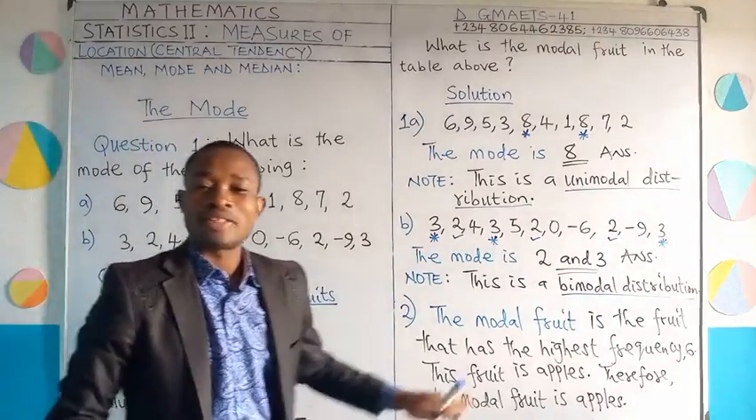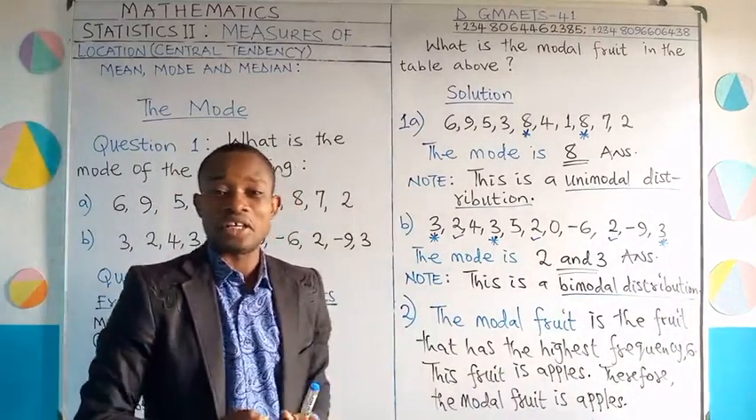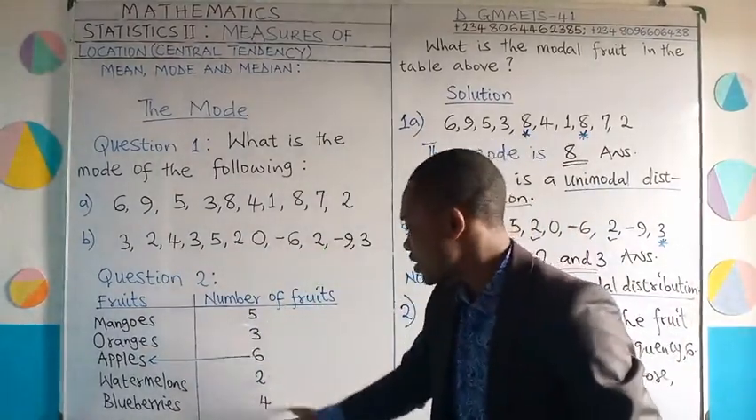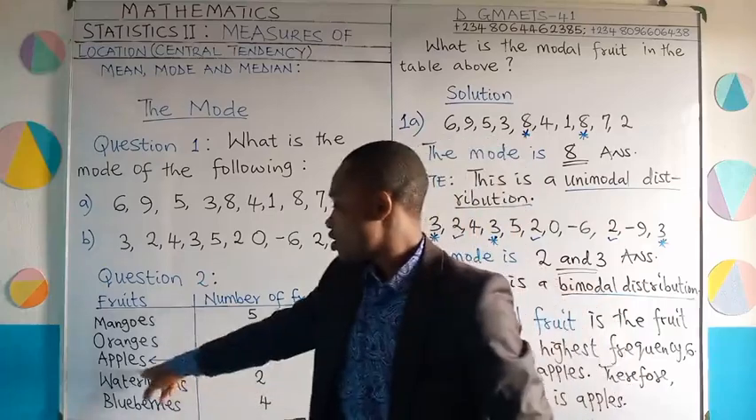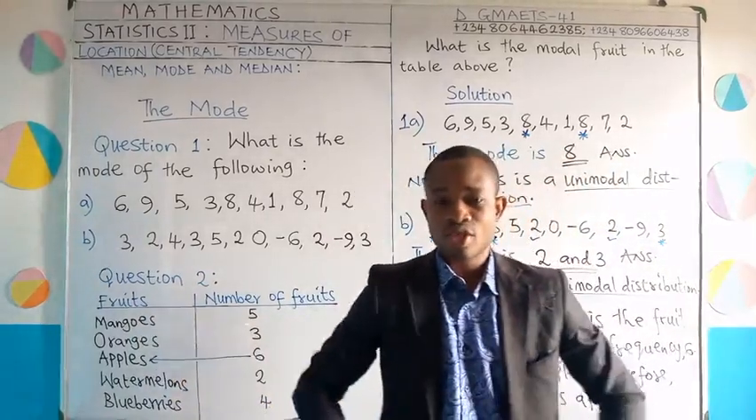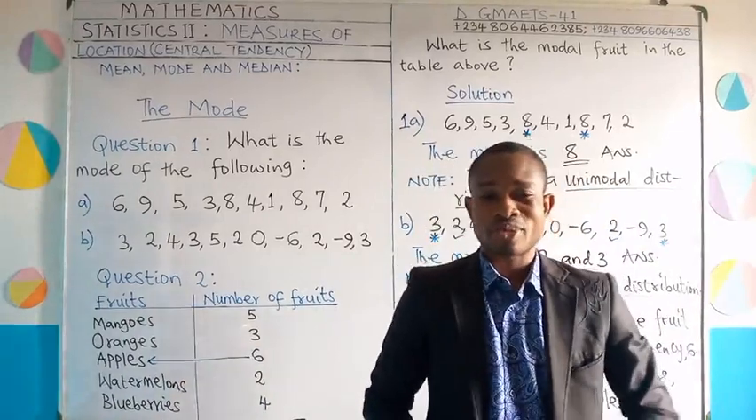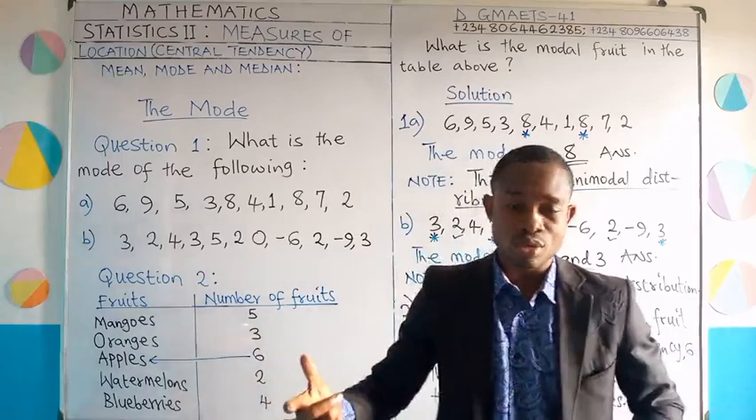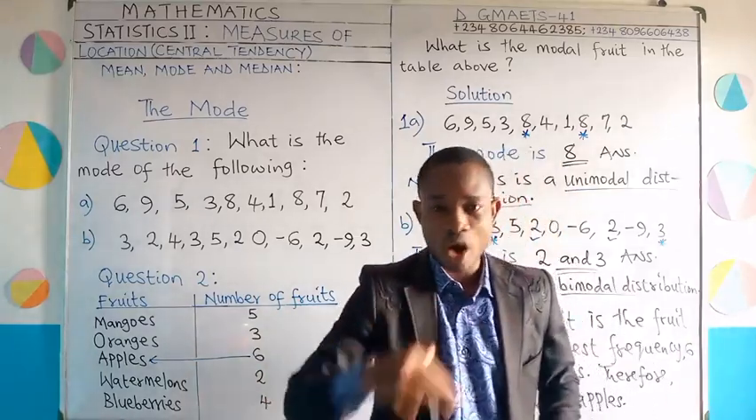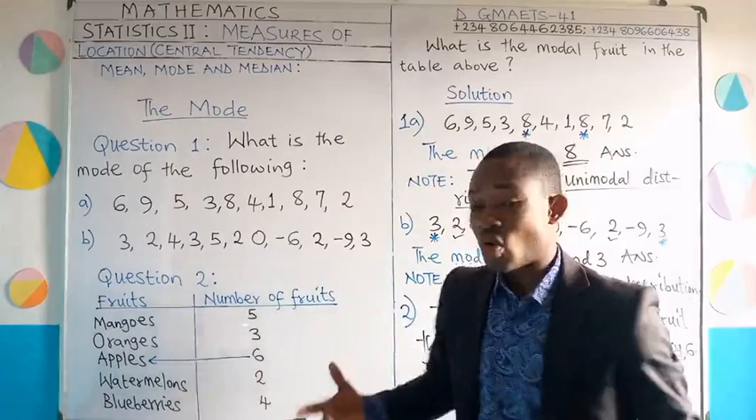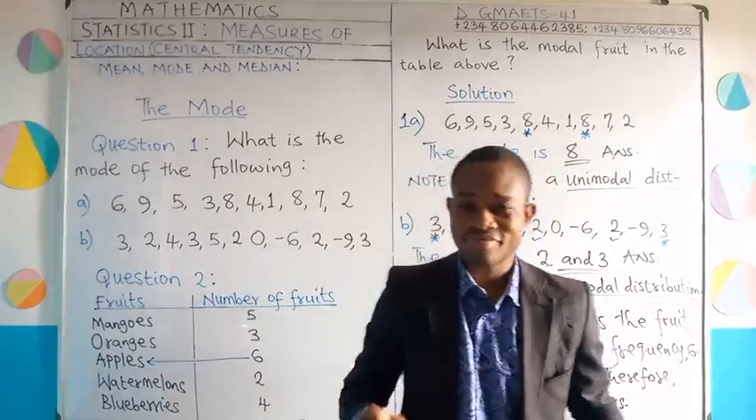Alright, I had to take my time to write this out for you to see clearly. It's a simple question. Just go to the table, check the frequency that is the highest. Trace it to the fruit that has that frequency. That fruit is your modal fruit. So that is how we handle problems on mode at this level, okay? So these are the things you need to know about mode.